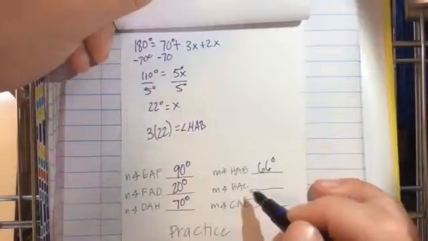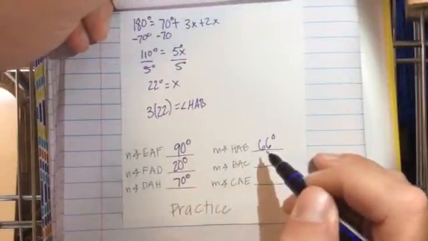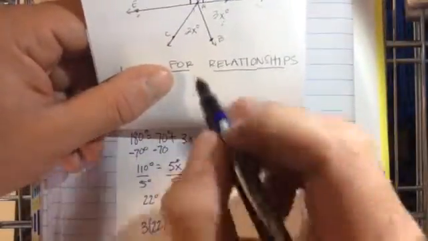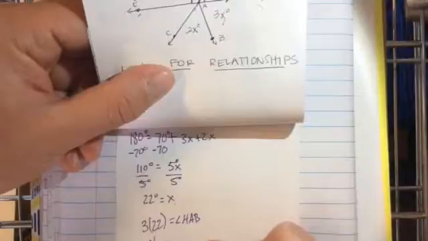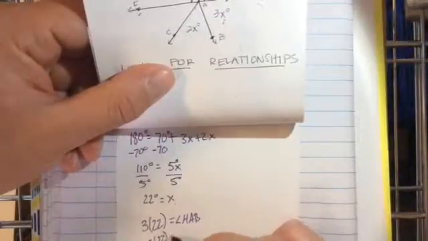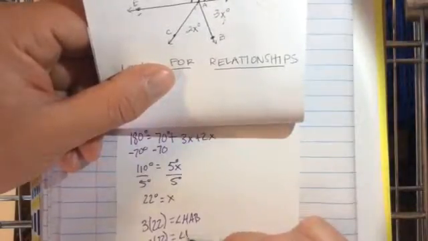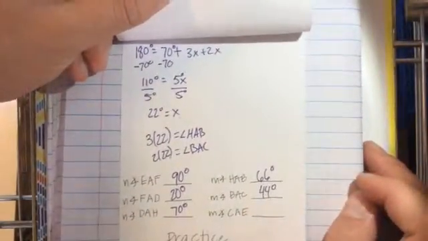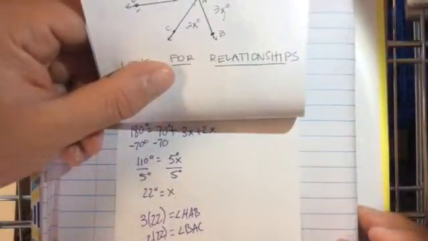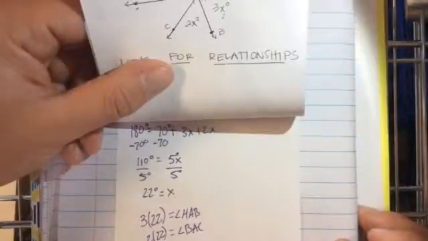Now our next one is BAC. So we found that HAB is 66. We know that x is 22. So CAB, or BAC, is 44 degrees. So we take 2 times x, which is 22, and that equals angle BAC. And that, like you said, 44 degrees. Lastly, we need to find CAE. There are multiple ways that we can solve this.